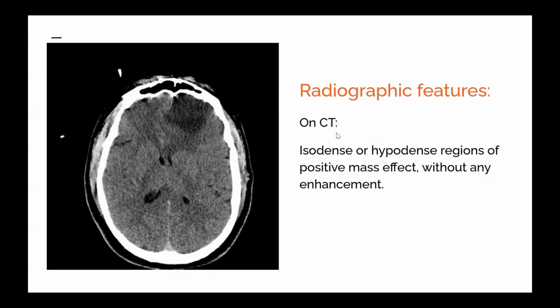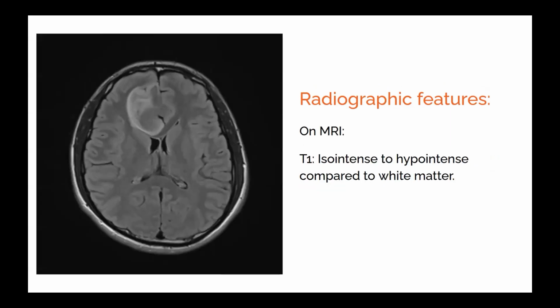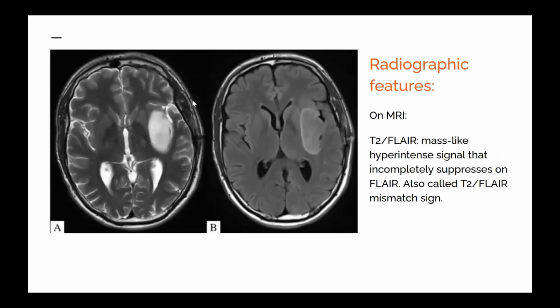So on CT, these lesions are isodense to hypodense regions, which are ill-defined, and usually they do not enhance. On MRI, on T1, we are going to have isointense to hypointense lesions compared to the white matter. On T2 and FLAIR, there is going to be a very specific sign. On T2, gliomas, especially astrocytomas, are going to be hyperintense, ill-defined mostly, and can show perilesional edema, but they will show T2-FLAIR mismatch if the lineage is astrocytic.